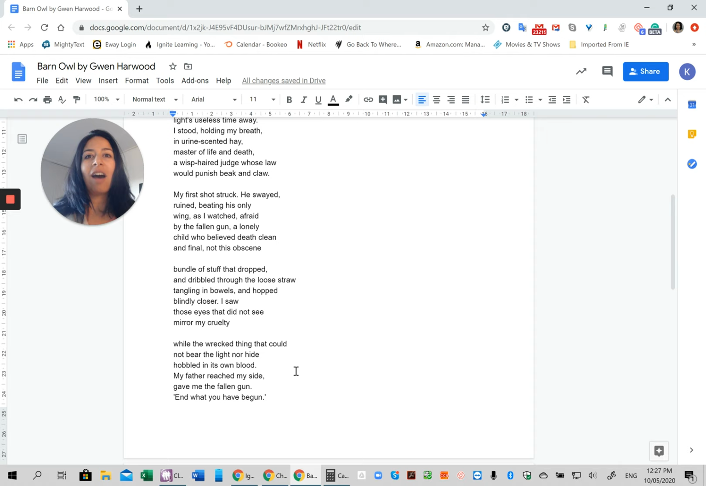"My father reached my side, gave me the fallen gun. End what you have begun." So he's obviously woken up, come along, and she's got to now take full responsibility for the situation and kill the poor animal who is now suffering. So lots of themes there about growing up, realizing the reality of death, and also looking at the impact of what this child's done on a natural being, and the realization of that is probably the main thing here.